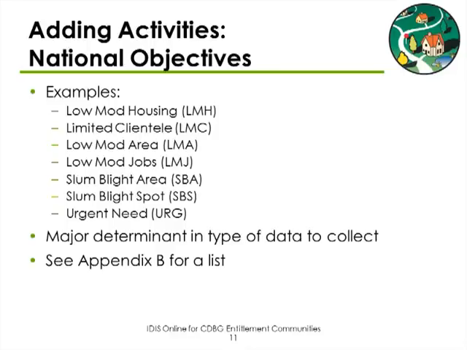At the end of this slide, pause the video and look at the table of contents for the training manual. You will see that there is a separate chapter in the manual for each of the national objectives. This course will cover the Low Mod Housing, Low Mod Area, Limited Clientele, and Low Mod Jobs national objectives. Slum, Blight, and Urgent Need national objectives are covered in the manual but are not part of this online course.